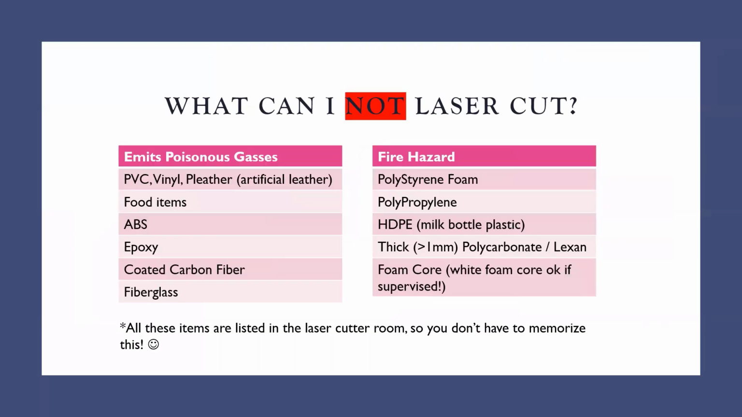It's also important to bear in mind what you cannot laser cut. These would include PVC, anything that's a food item, ABS, and epoxy, because they emit a poisonous gas. And then there are other materials such as HDPE, also known as milk bottle plastic, which can be a fire hazard. Now, keep in mind, you don't have to have these memorized. All these items are going to be listed in the laser cutter room itself, so you can always look at the list and use it as a reference.